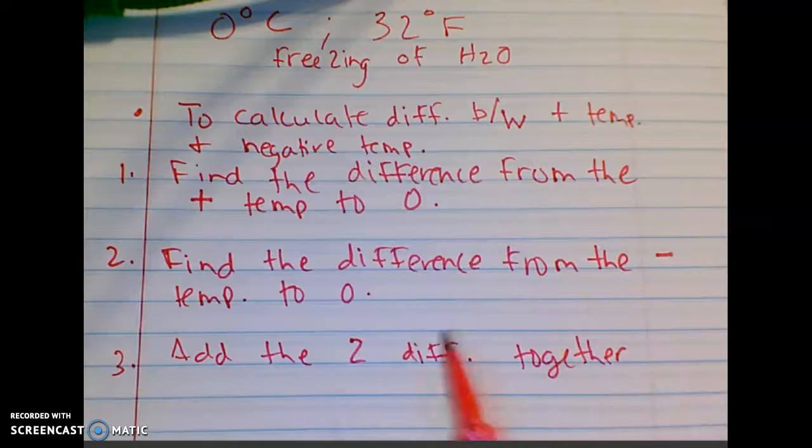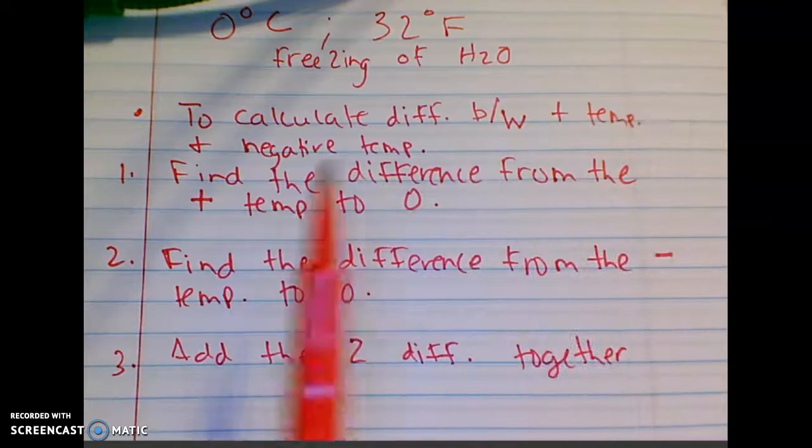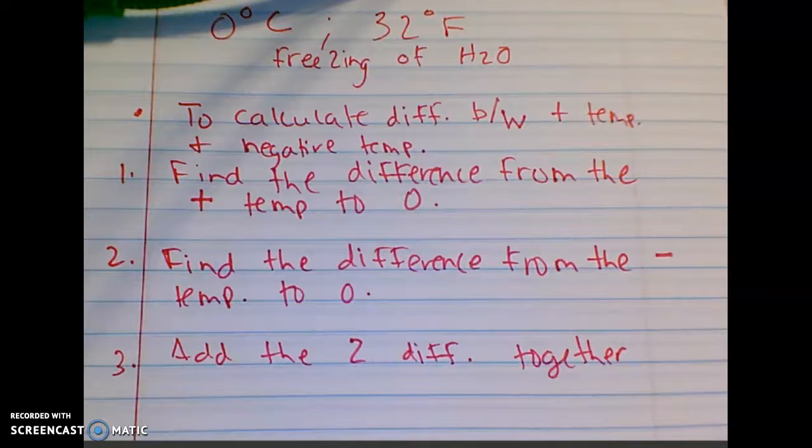Alright, so to calculate the difference between positive temperature and negative temperature, you will do 3 things. First step, find the difference from the positive temperature to 0. Then you will find the difference from the negative temperature to 0. And lastly, you will add the 2 differences together. Alright, so let's look at an example. If you need to pause the video to jot that down, please do so.